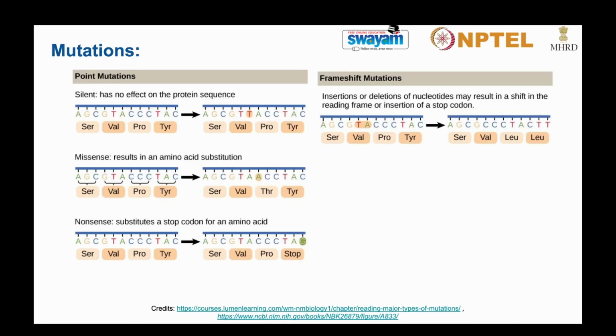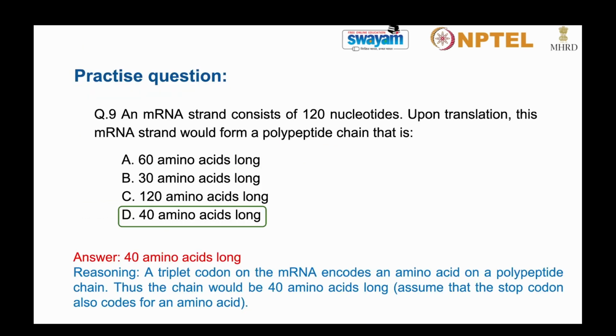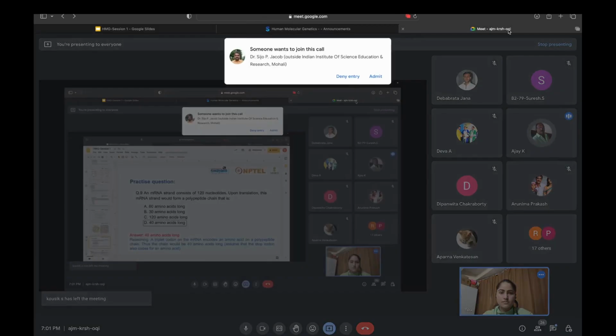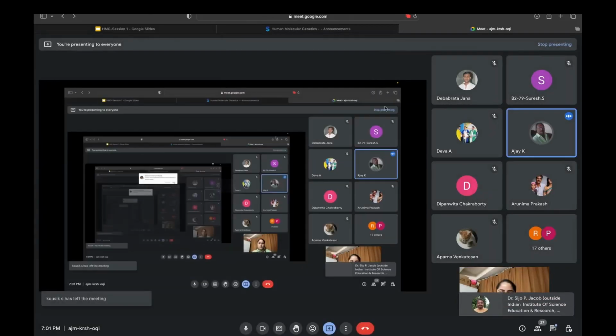So now let's move to another concept, that is mutations. Now we have discussed everything about the central dogma. I hope I have covered major topics and major questions. If you still have some doubt related to that, you can tell me, and then we'll proceed to the mutations part. So is everything clear about the central dogma part? Yes, madam.